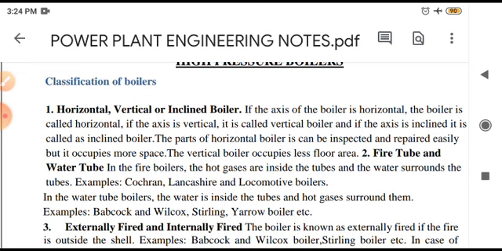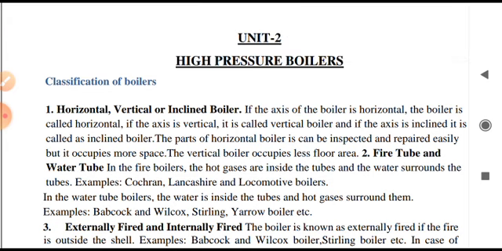Okay, then let's see how these boilers are constructed. These operate at above critical pressure, so the water directly flashes into steam in the tube itself. It eliminates the need for a boiler drum. Then, the advantages of the high pressure boiler. Let's see what the advantages of the boiler are.